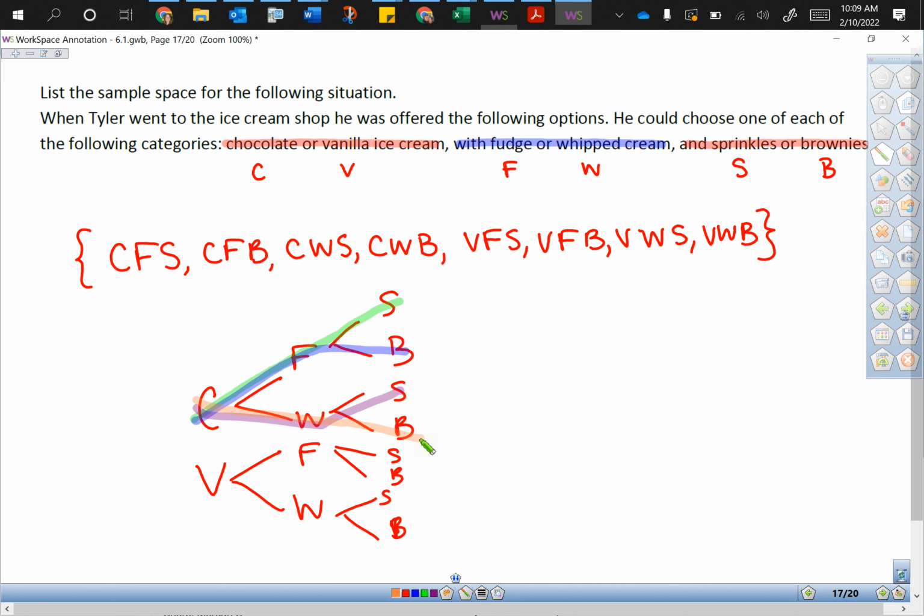Now, if you were to take a wild guess, what is the probability that you would guess Tyler's exact choices correctly? 1 out of 8. Now, Tyler, what would you choose? I would probably choose vanilla, fudge, and brownies. Vanilla, fudge, and brownies? Do we agree? That's probably what I would have chosen, honestly. Good choice. All right, next page.